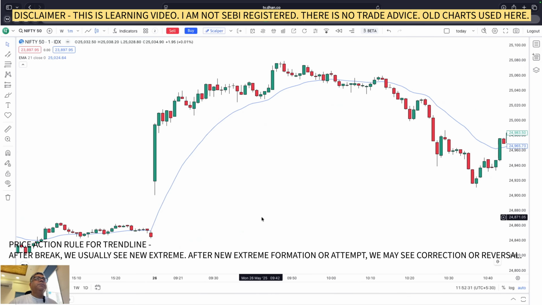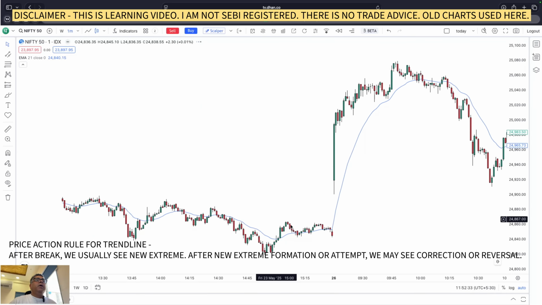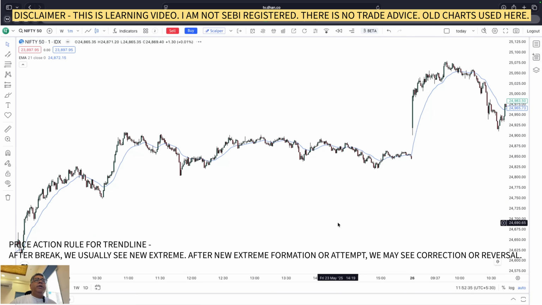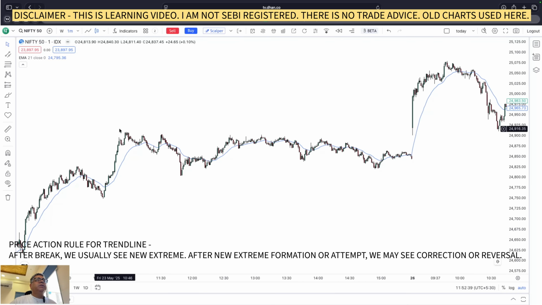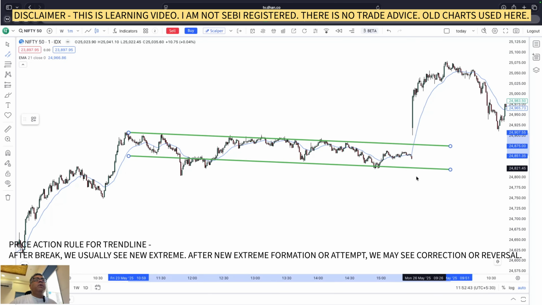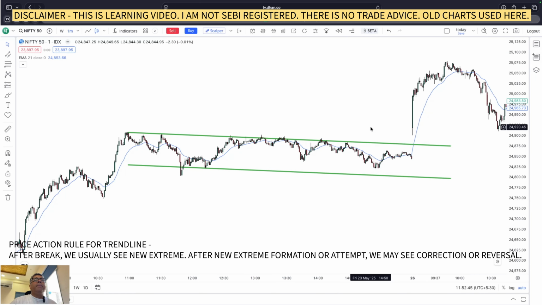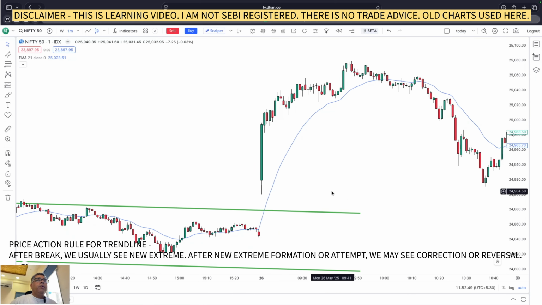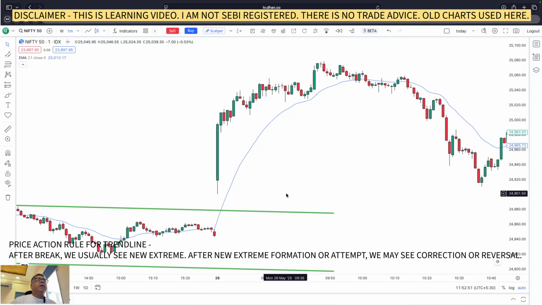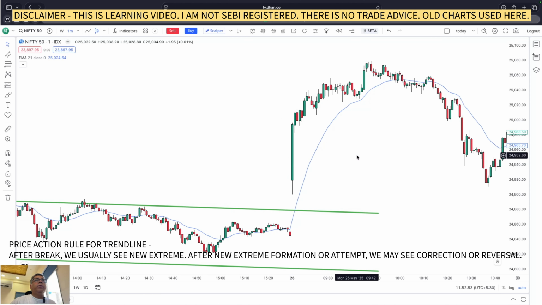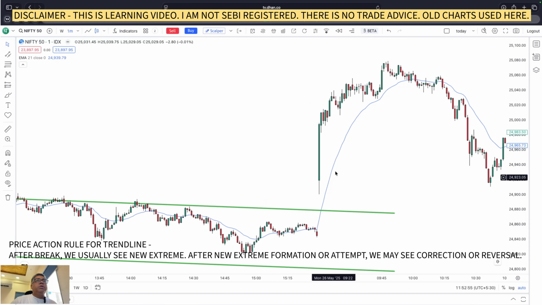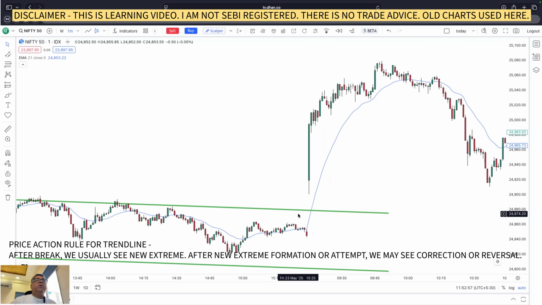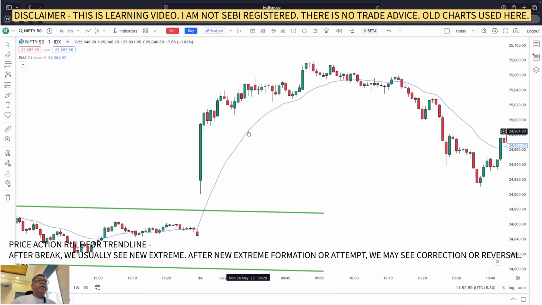This is 26th May 25. We need to first see what was happening the previous day. Previous day we can see the market was in a sideways movement. And today when the market opened, it was a gap up opening, and there is a breakout. It's a strong breakout of that range. So what we can expect, an upside move.